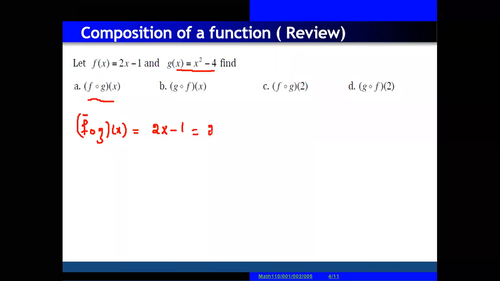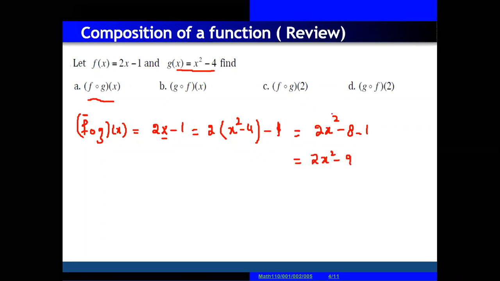So we have 2 times x square minus 4, and then we have minus 1. When we multiply 2 with x square, we get 2x square, and 2 multiplied by 4 equals 8, minus 1, which equals 2x square minus 9. That is the composition of f with g: 2x square minus 9.